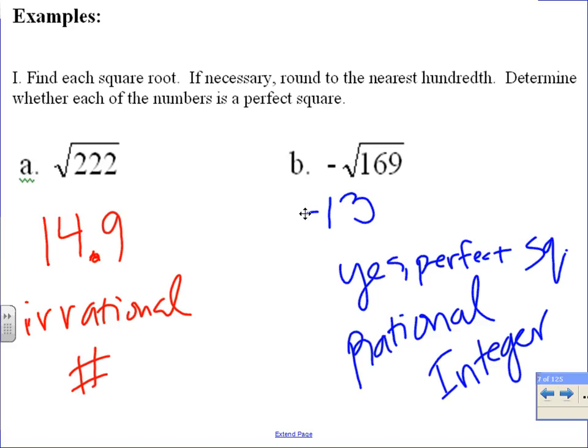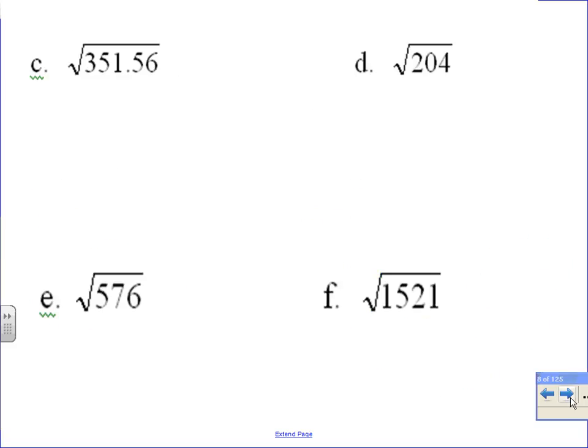Okay, let's go to letter C. We'll do a couple more of these. Type into your calculator the square root of 351.56. Good, if you didn't already. And I want you to write down whether it's rational or irrational.